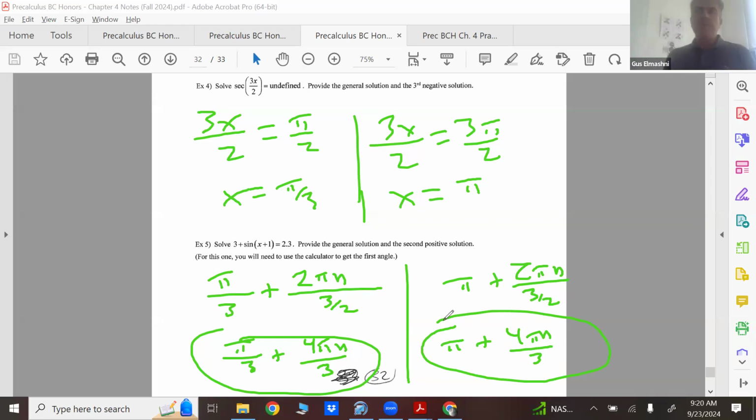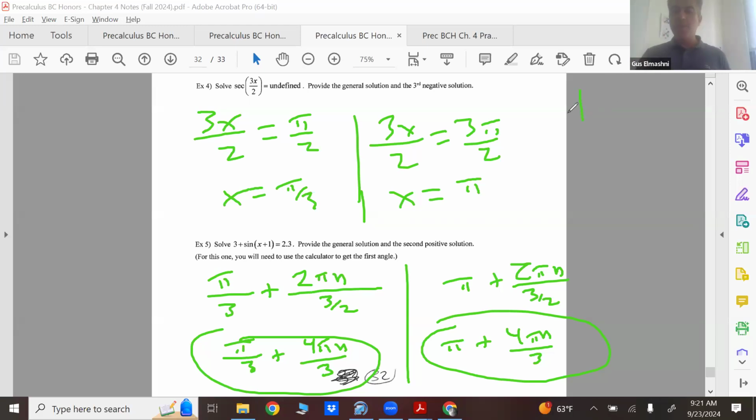So you can see why I'm doing this, because I'm trying to guarantee every cycle of this graph of secant, right? Because the period is 2 pi over b, my b is 3 halves, so the length of one cycle is 4 pi over 3. So that's why we're doing this, because you're trying to make sure you get to every cycle of that. That's why we divide by that value. You're gonna drive yourself nuts if you try to find every single one from 0 to 2 pi. Just do 2 pi n divided by b.